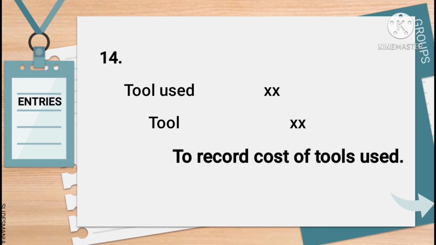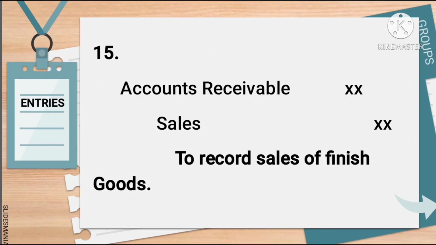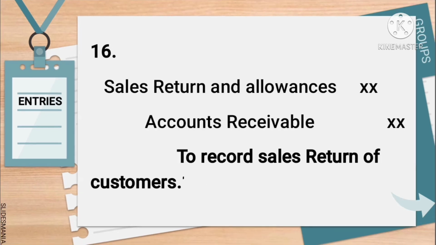Next is to record cost of tools used. Debit tools used, credit tools. 15 is to record sale of finished goods. Debit accounts receivable, credit sales. 16 is to record sales returns of customers. Debit sales returns and allowances, credit accounts receivable. So, lahat ng entries na yan ay magagamit na entries sa lahat ng transaksyon sa manufacturing.